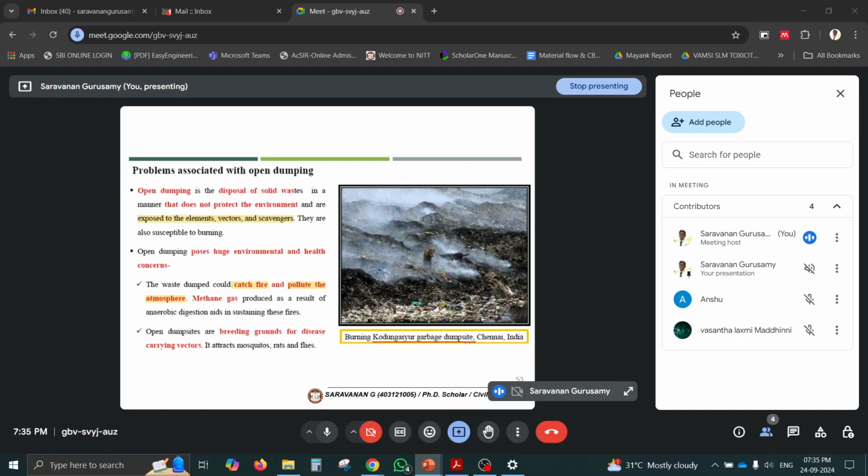So Kodungur garbage burning, you can see in Trichy also, we often get the landfill fires. Because most of the waste is legacy waste containing combustibles, and the methane may be there inside the waste. So while digging the waste also, you can see some of the fumes like this. That is due to accumulated heat.